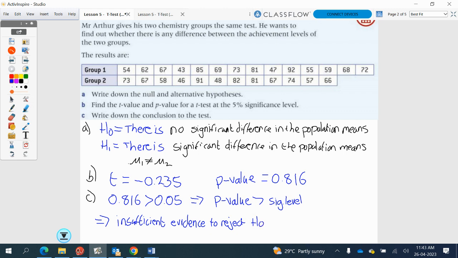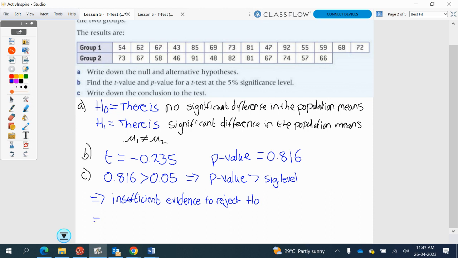So then sometimes they like you to state the conclusion in context. There is no significant difference in the data. What does that mean? That there's no significant difference in the population means.